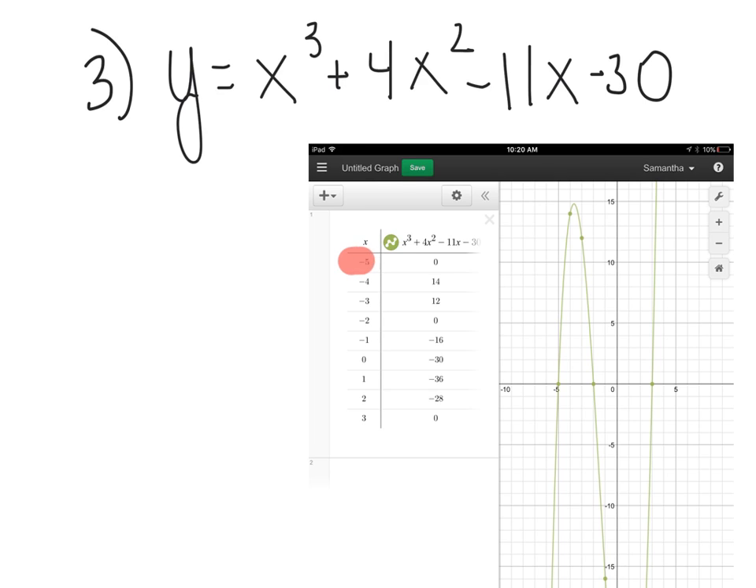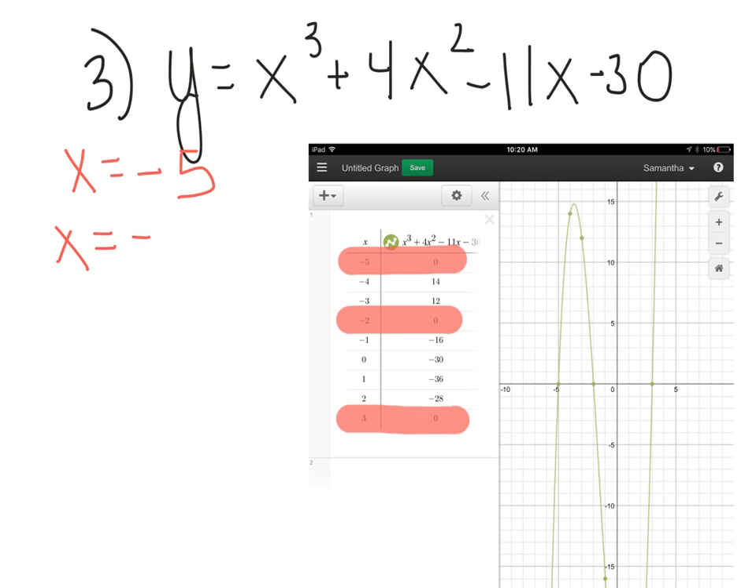I can see the y value is 0 at -5, the y value is 0 at -2, and the y value is 0 at 3. So those are my 3 roots, or x-intercepts: x equals -5, x equals -2, and x equals 3. Again, this is going to help us write this equation in factored form if we needed to do that, without factoring.